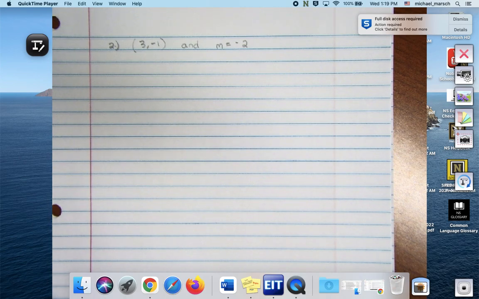So we're going to do the same thing we just did. We're going to create slope-intercept form from a point and a slope.